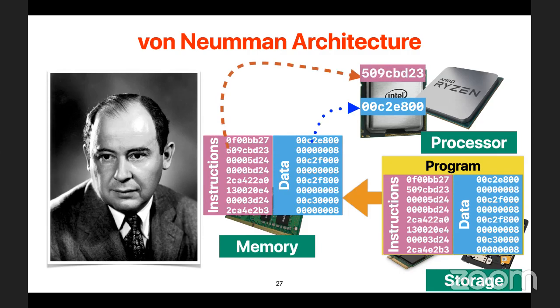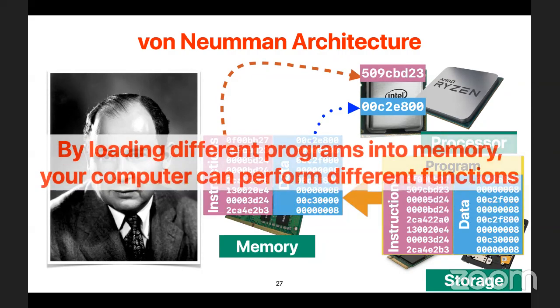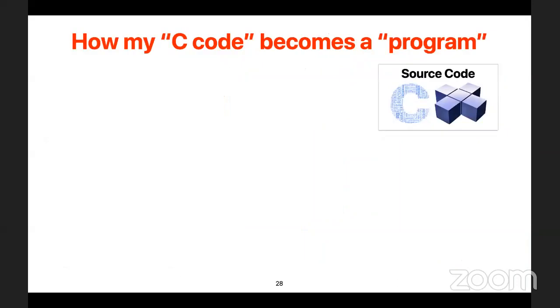When you finish an instruction, you keep fetching the next one. And the magic of the von Neumann architecture is that by loading different programs into the memory, your computer can perform completely different functions. You just change the program; you don't have to reconfigure the computer. This is fascinating compared with the past, when you had to reconfigure your hardware. All you need is a computer with a processor and memory, and just give the memory different content and your computer can act completely differently. That's the good thing about the von Neumann architecture.